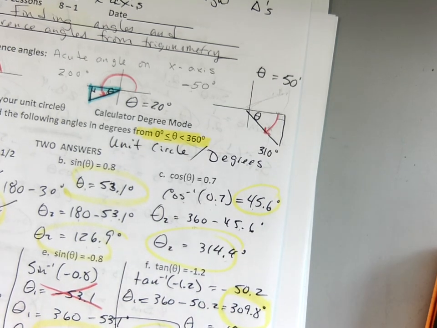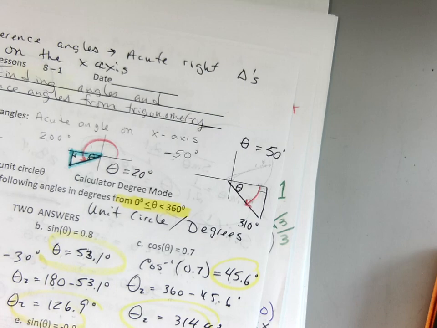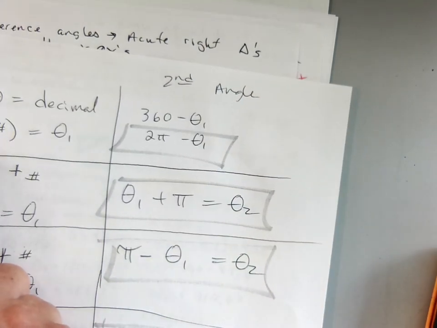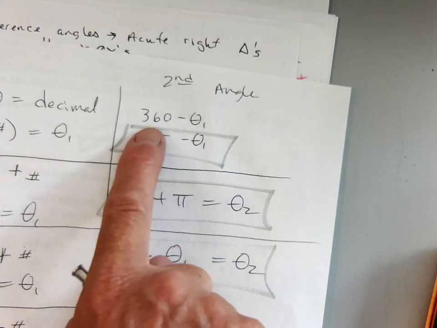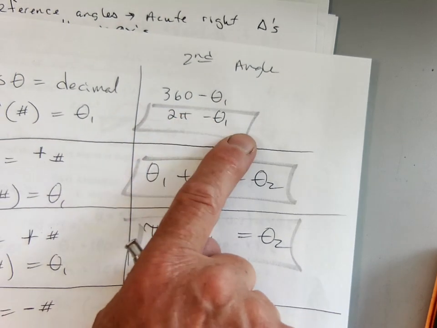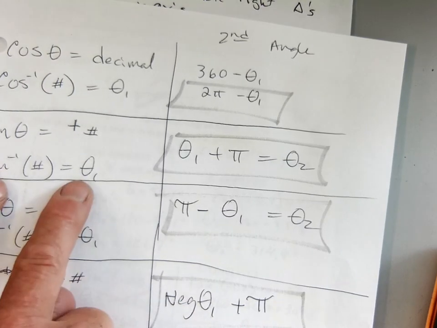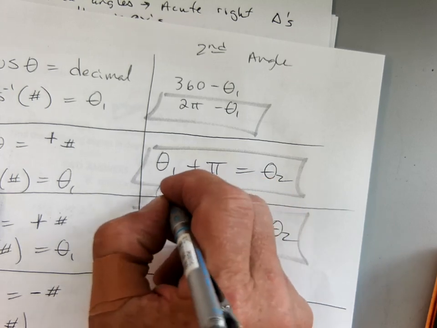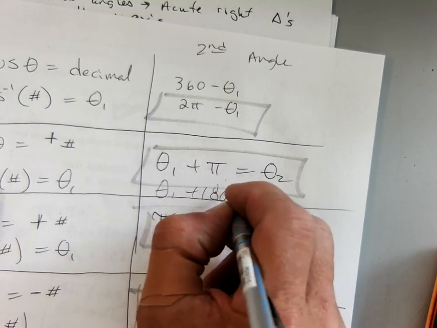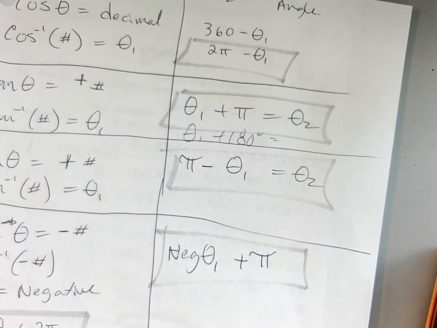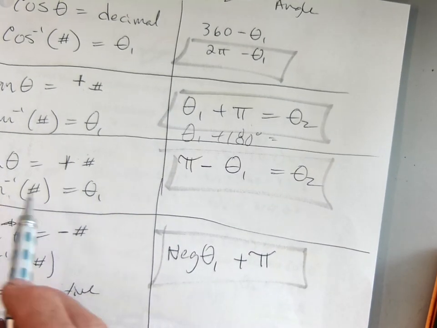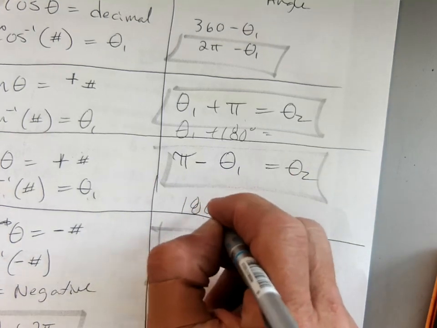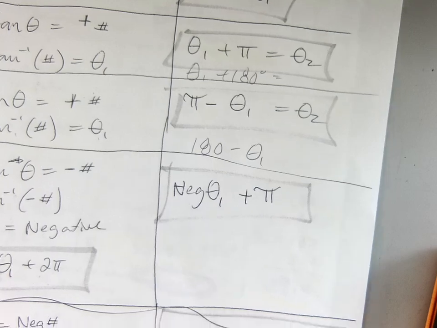Now, what I did is I copied off a chart for you. And the chart helps us with the reference angle. So for cosine of an angle, cosine inverse, we get an angle. To get its reference angle, subtract from 360 degrees or 2 pi. If it's tangent, we get the angle by the inverse, and then its second angle is the angle plus 180, or pi. For sine inverse, we get the first angle by taking the inverse, and then our second angle is going to be pi minus that, or 180 minus theta. Tangent, if it's negative, we'll talk about that.